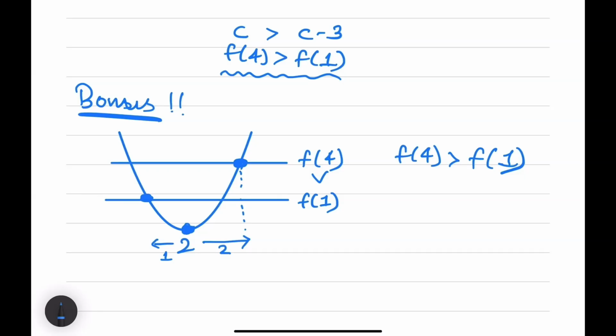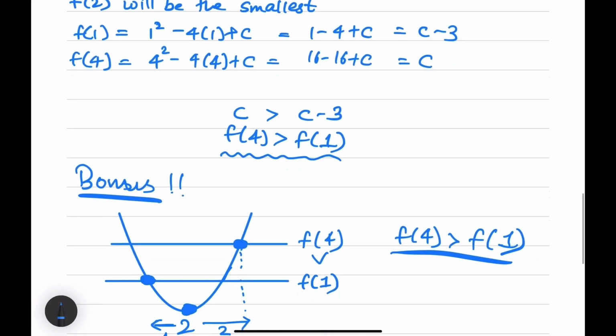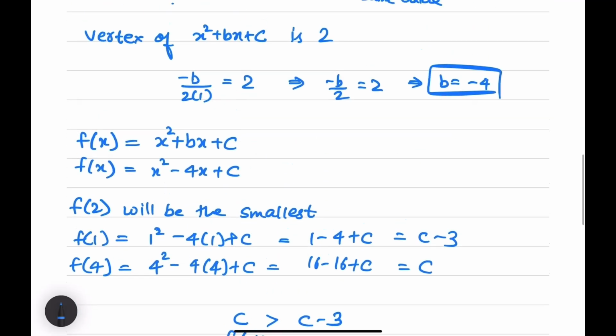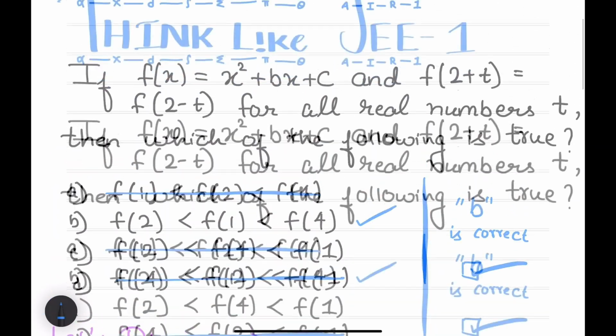The main idea was to go from the vertex, you can say the position of stable equilibrium, to the place that we want to explore. So to go to 4, we need to take 2 steps, so obviously we will reach a higher point, and to go to 1, we need to take only 1 step. So we will be stuck at this lower point only, and by that virtue f of 4 comes out to be greater. So here are the two approaches, algebraic and graphical, and both will give the same answer.